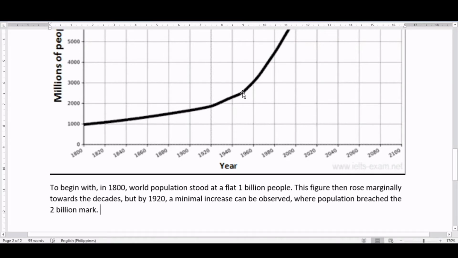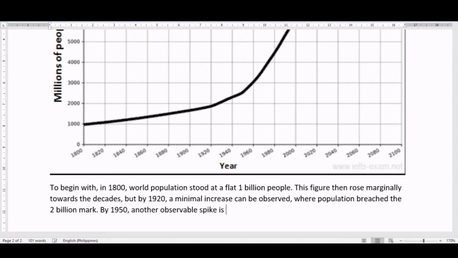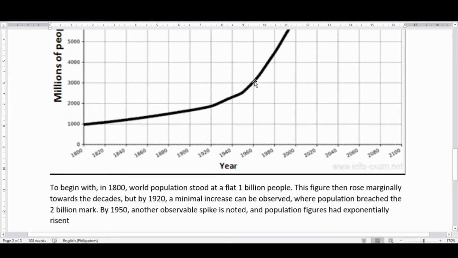And then we'll now jump to the 1950 figures. By 1950, another observable spike is noted, and population figures had, so this is now the past perfect tense, had exponentially risen. And then maybe we'll just mention the 3 billion mark, risen to 3 billion by 1960. That's the end of the first body paragraph.